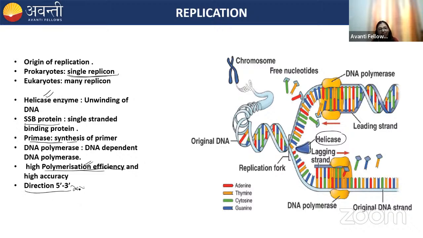Always remember, very, very important, that the direction of replication always occurs in the 5' to 3' direction. Remember this, the direction of replication is always 5' to 3'. I told you that at the 3' end, a free hydroxyl group is present so that the incoming nucleotide can come and attach. It is the 3' end where the incoming nucleotides keep on adding. So the direction of synthesis is always 5' to 3'.